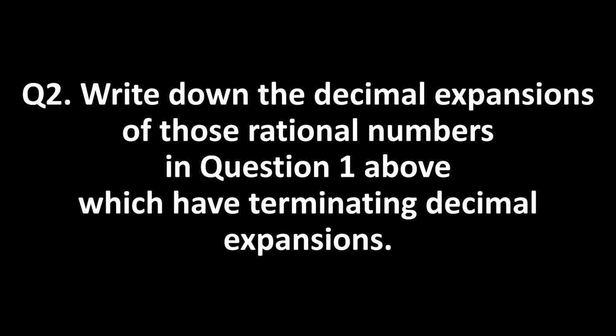In this video, we are going to solve question number 2 of exercise 1.4. The question is, write down the decimal expansion of those rational numbers in question 1 above which have terminating decimal expansions. So we have to take only those subparts which are having terminating decimal expansions and we have to write down their decimal expansions in this question.